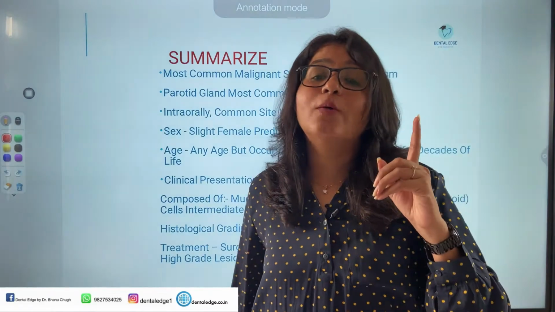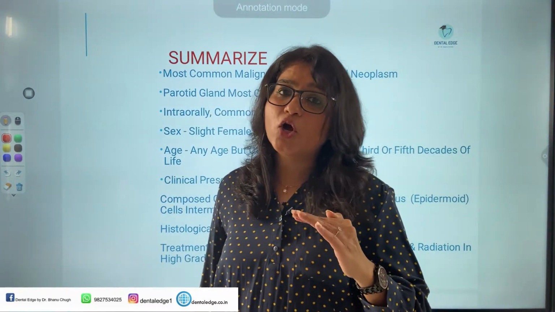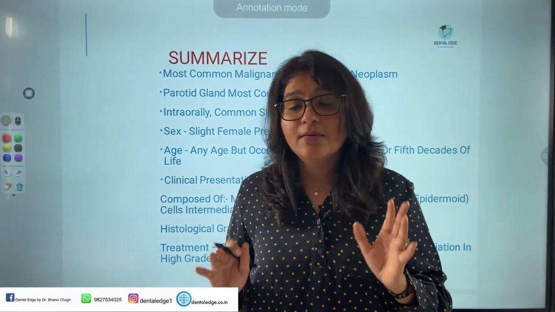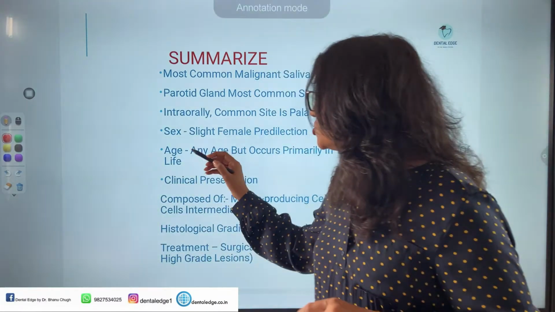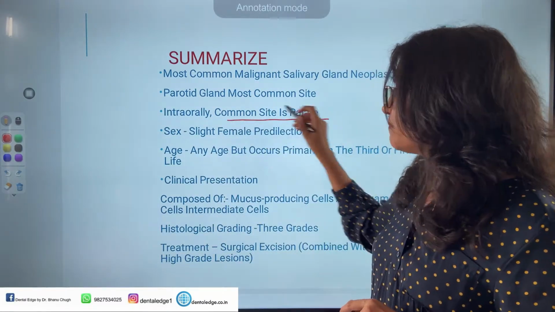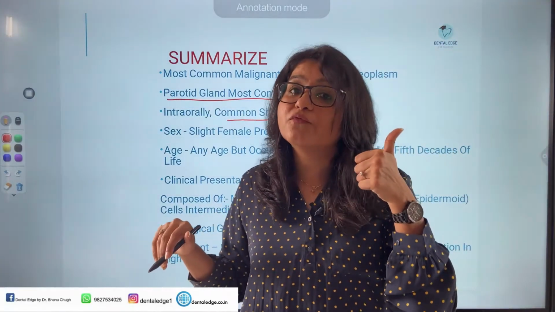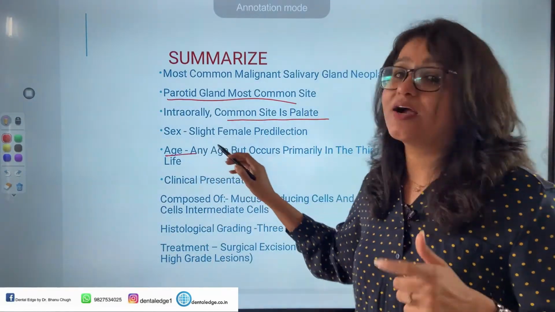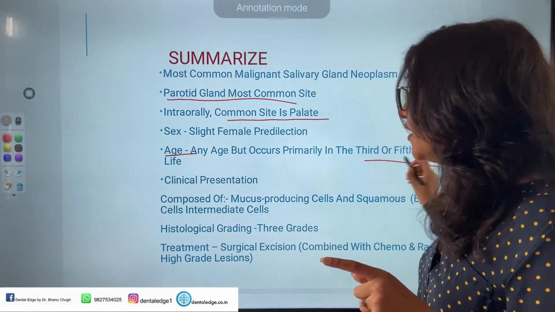Which is the most common site? Most common site is parotid gland. Intraorally, it can occur at any site, buccal mucosa, lip, anywhere it can be there, but the most common site is palate. So intraorally, the most common site is palate. Usually the common site is parotid gland, slightly more common in females, right? Then age, it can occur at any age, but the most common age is 3rd to 5th decade of life.